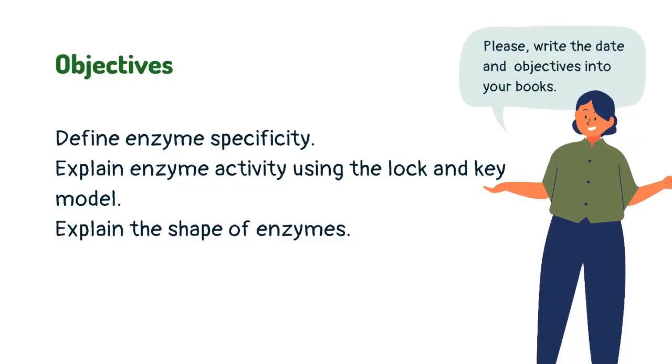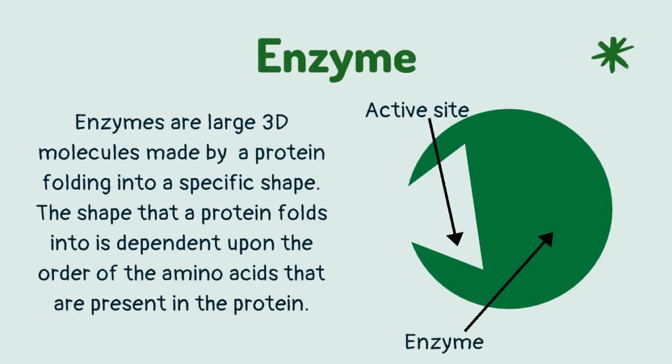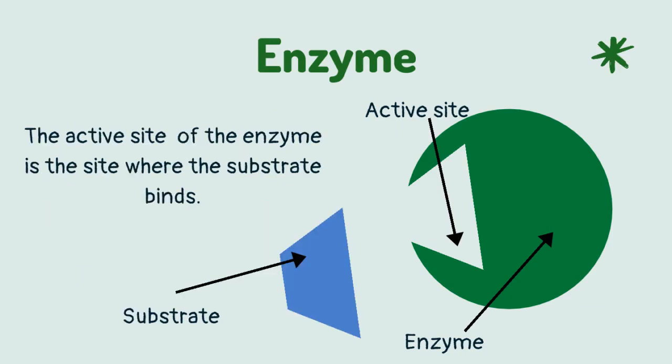Today you will learn about enzyme models. Enzyme action. Enzymes are large 3D molecules made by a protein folding into a specific shape. The shape that a protein folds into is dependent upon the order of the amino acids that are present in the protein. The active site of the enzyme is the site where the substrate binds.